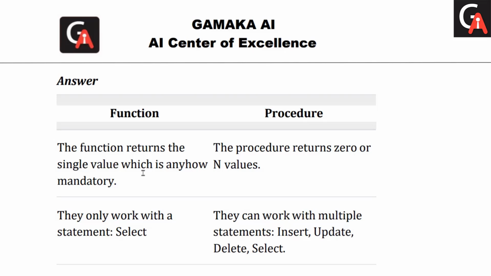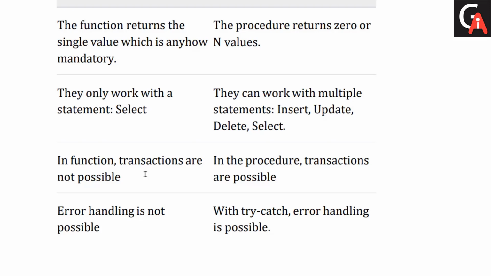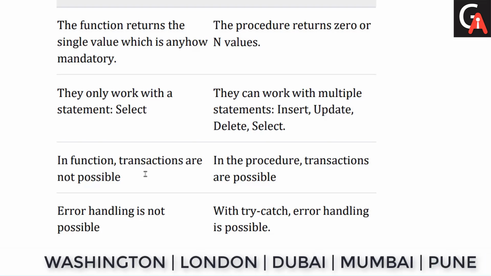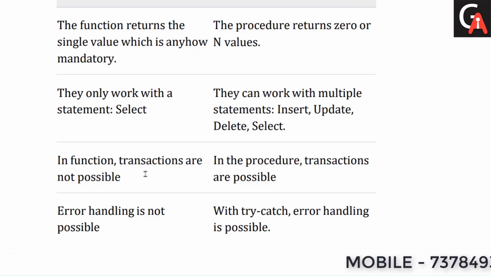The second difference is that functions only work with statements like select. On the other hand, procedures can work with multiple statements such as data manipulation language, insert, update, delete, and select also. The third difference is that in a function, transactions are not possible. Using functions we cannot perform transactions, but in procedures we can perform transactions. Transactions are where we modify the existing database records.